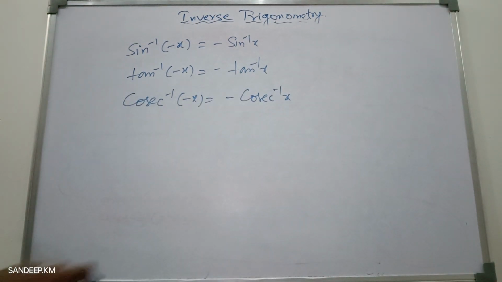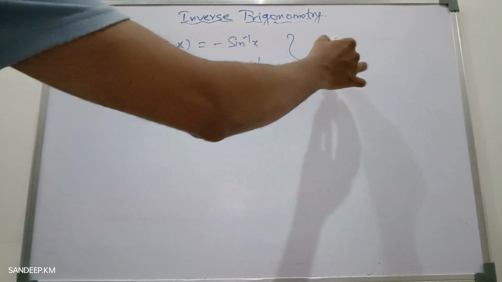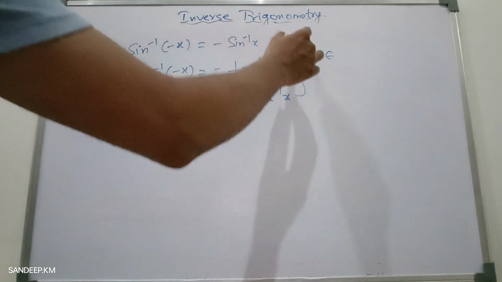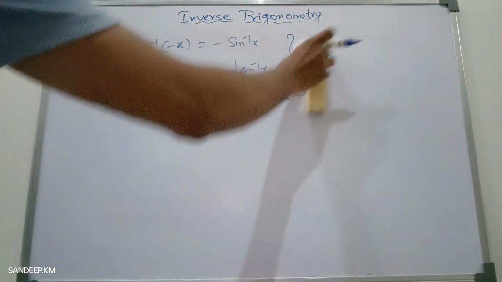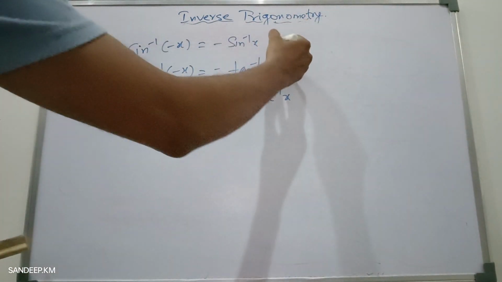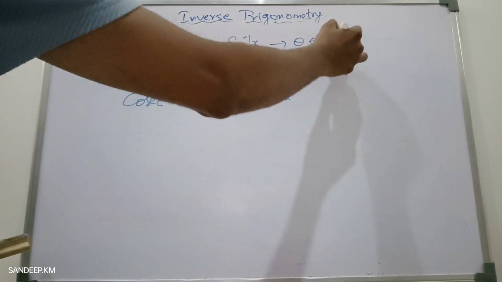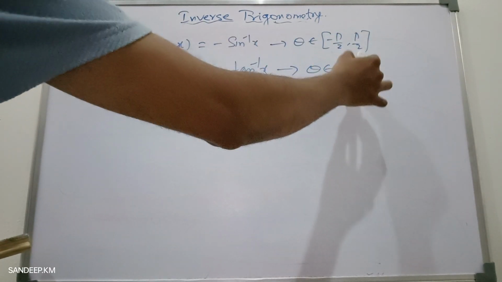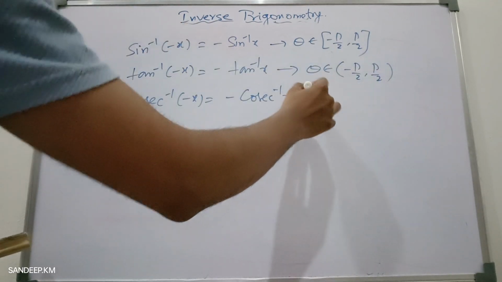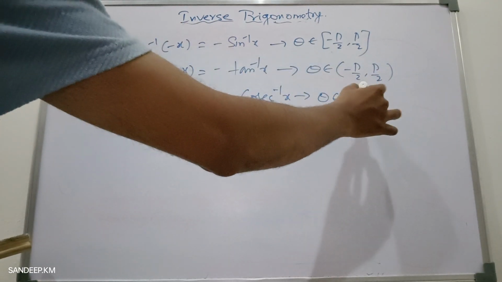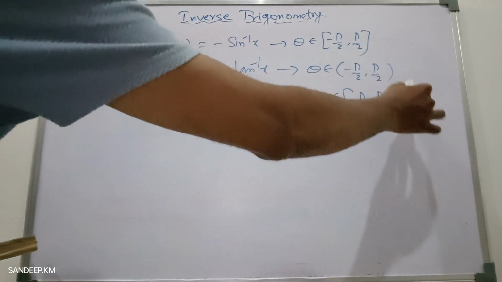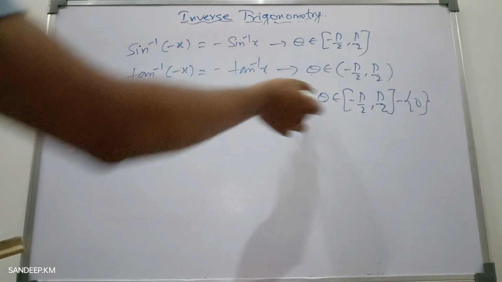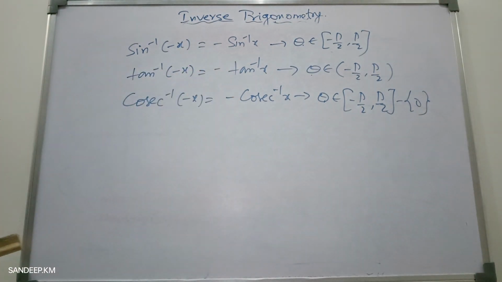What is the reason? Because for all of these, theta is between minus pi by 2 and plus pi by 2. Now to be precise, for the first one, theta is between minus 90 and plus 90. For the second one, theta is between minus 90 and plus 90 with open brackets. And for the third one, theta is from minus 90 to plus 90 except 0. Look at the ranges. Because of these reasons, only a minus will come.